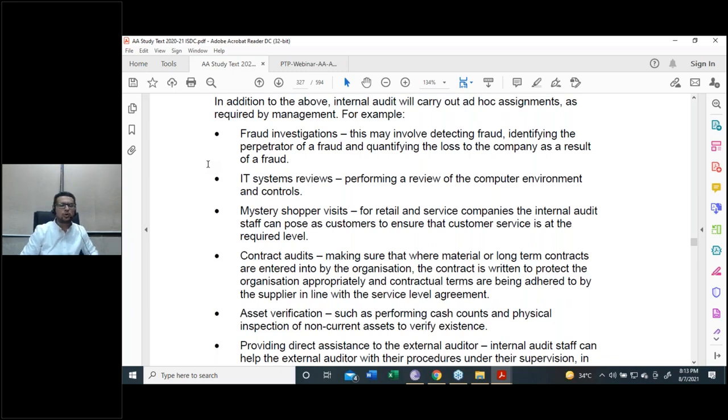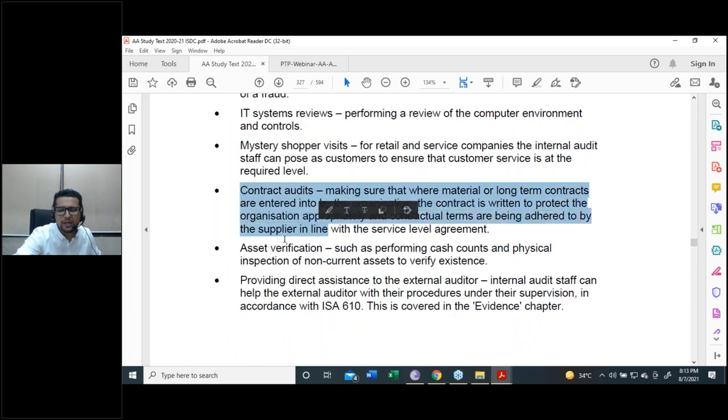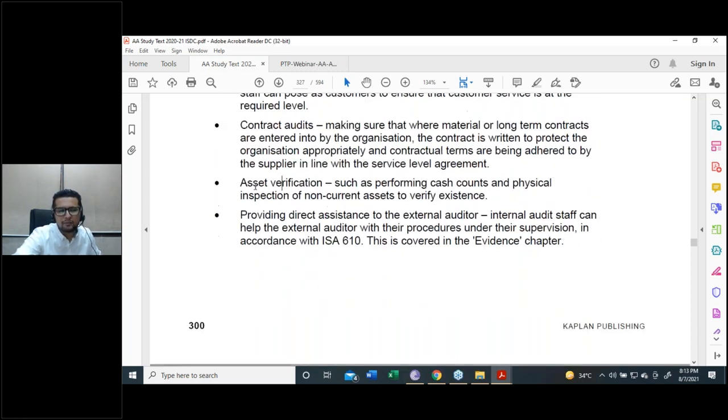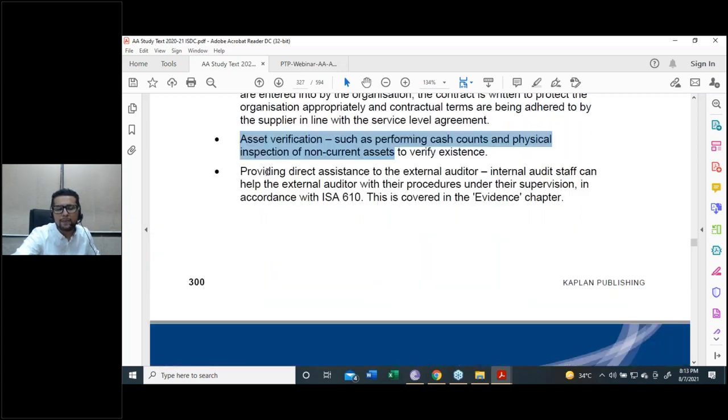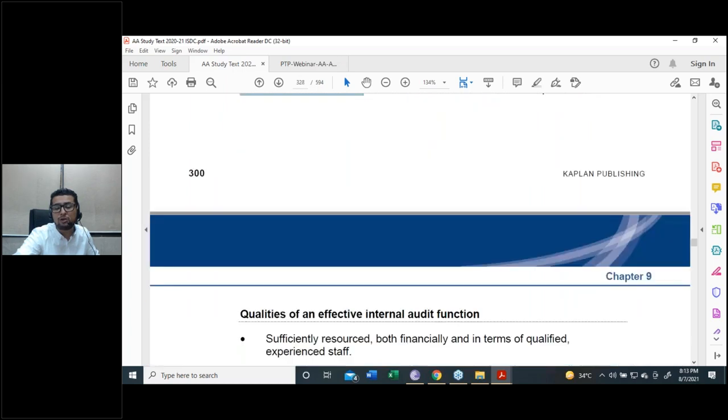Mystery shopper visit, you are going to visit the store of the company and pretend that you are a customer and realize what the experience of being a customer is. Try to identify the loopholes, try to identify the flaws. Contract audits, make sure that whatever contracts the company has established itself, they are good for the company. Asset verification assignment, you have to verify the existence of the assets, and similarly you've got to help the external auditor, and that's where the external auditor is going to rely on the work of the internal auditor, provided the work of the internal auditor is satisfactory.